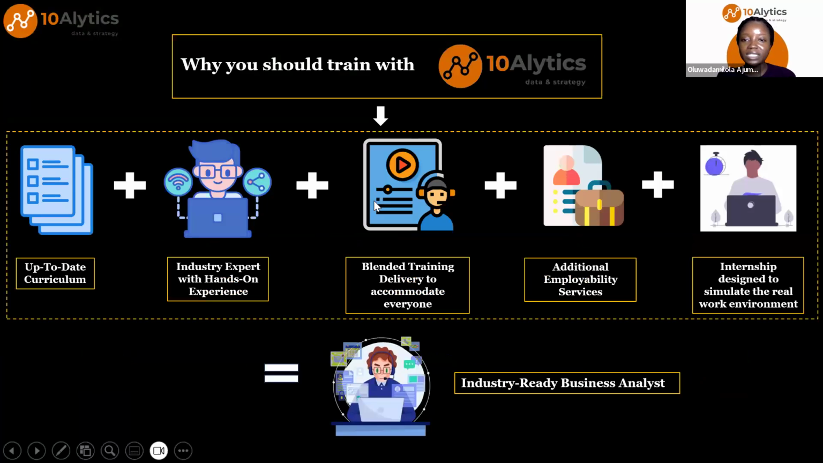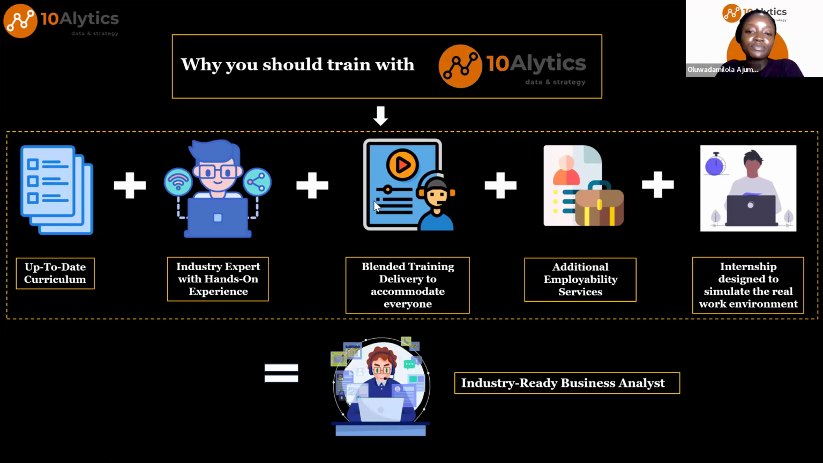Okay, so more on why you should train with Analytics. We have an up-to-date curriculum. We are always bringing our curriculum up to speed. There's never a time that you get off the session and then realize that there's a particular thing that you did not learn, because we're always working with an up-to-date curriculum, right? And then we work with industry experts with hands-on experience as well. Just like Sheil, we work with people who have the experience and the knowledge, who've been through it from scratch, and they are willing to take you through everything hand in hand.